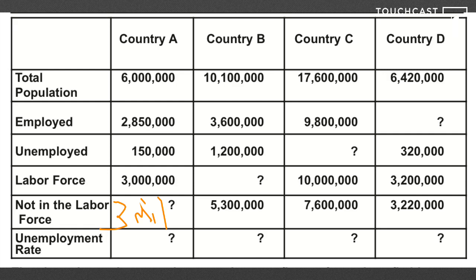Now, we need to calculate our unemployment rate. Well, you remember the calculation. We take the number of unemployed and we divide that by the number in the labor force. So essentially what we're going to do is 150,000 divided by 3 million. Now remember, we want this as a percentage. So we're going to do 150,000 divided by 3 million, and then we have to multiply times 100 to get our percentage, which is 5%. So that's how we're going to calculate unemployment rate.